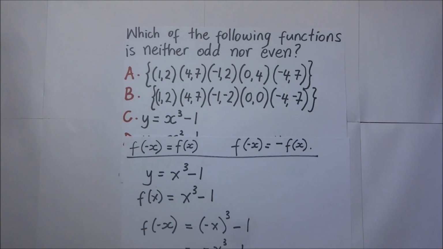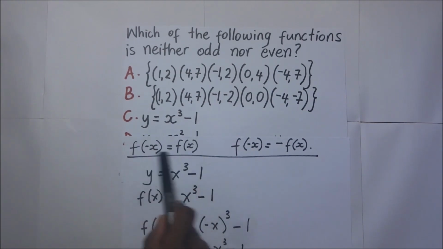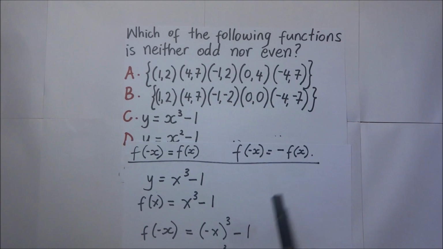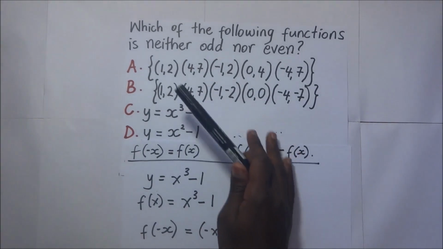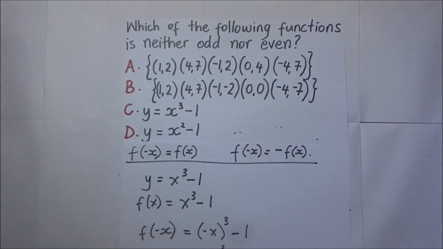Now this is not giving us the original function back. This is not consistent with this. This is also not consistent with this. So C is neither odd nor even. So I think that C would be the ultimate answer.